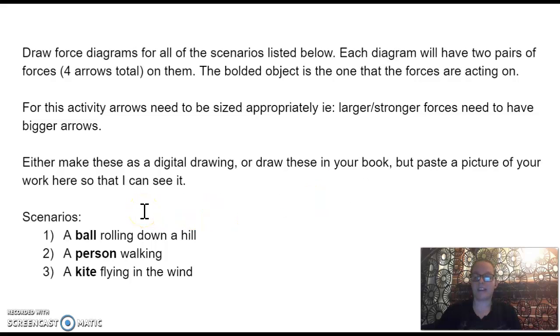So the three scenarios: 1, a ball rolling down a hill; 2, a person walking; and 3, a kite flying in the wind. All these scenarios will have 4 forces working on the object in bold. For scenario 1, this is the ball. For scenario 2, this is the person. And for scenario 3, this is the kite.